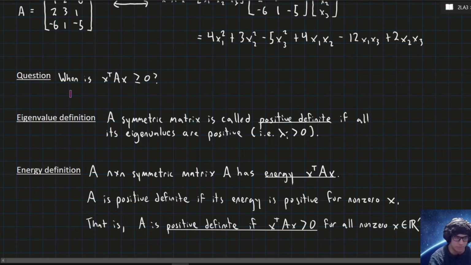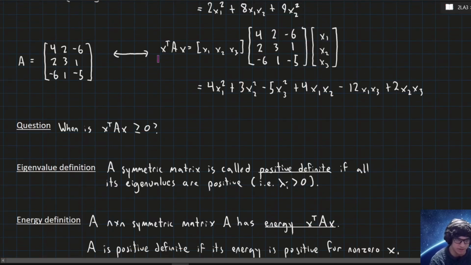So the important question that comes up in applications corresponding to symmetric matrices is, when is this polynomial always positive? When is this positive for any x we put into it? If I put in the zero vector, all zeros, it will be 0. But when is it going to be positive for all the other x's we put into it?